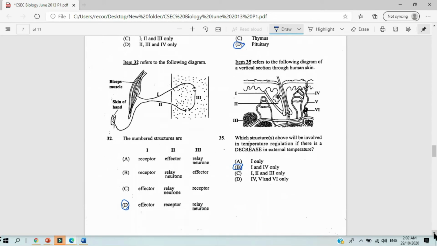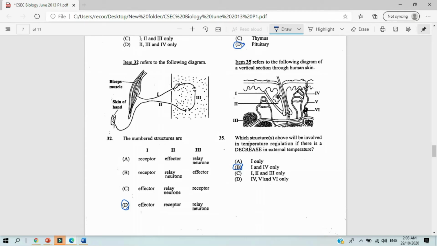Now this can be a very tricky one and you need to pay attention. Item 32 refers to the following diagram. Now look at the diagram, the numbering: 1, 3, 2. It's not 1, 2, 3. That's the first thing we need to look at, measurement and manipulation.